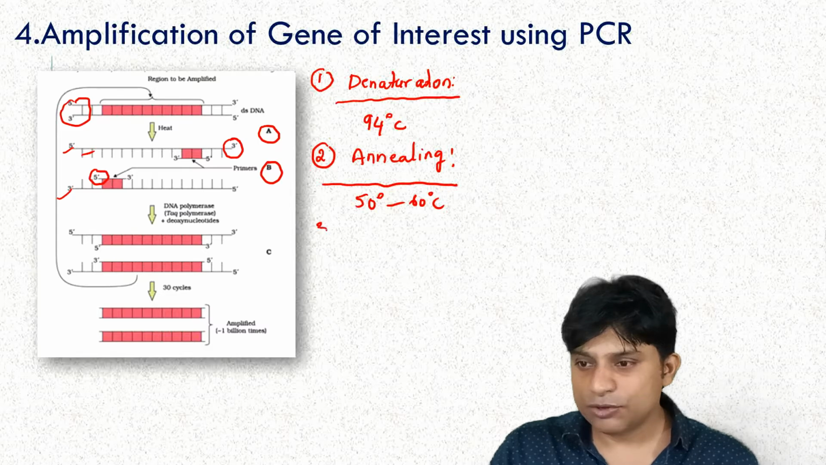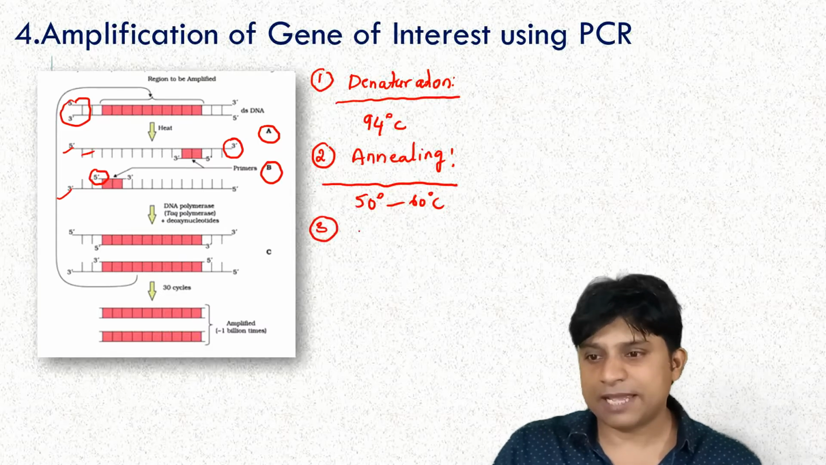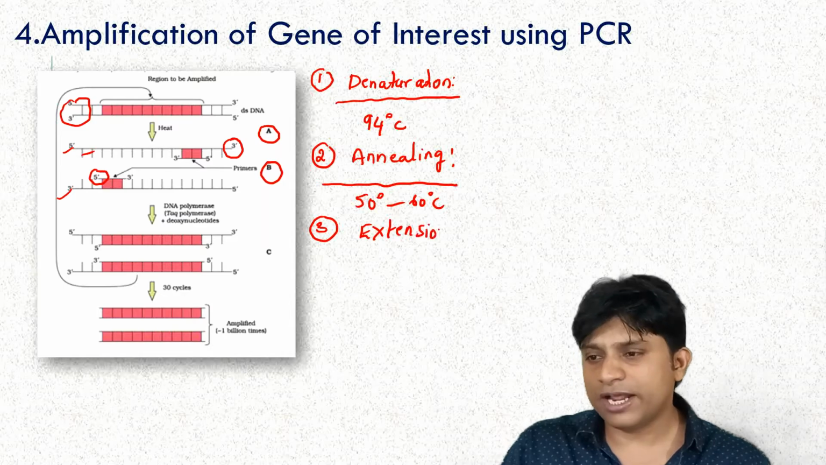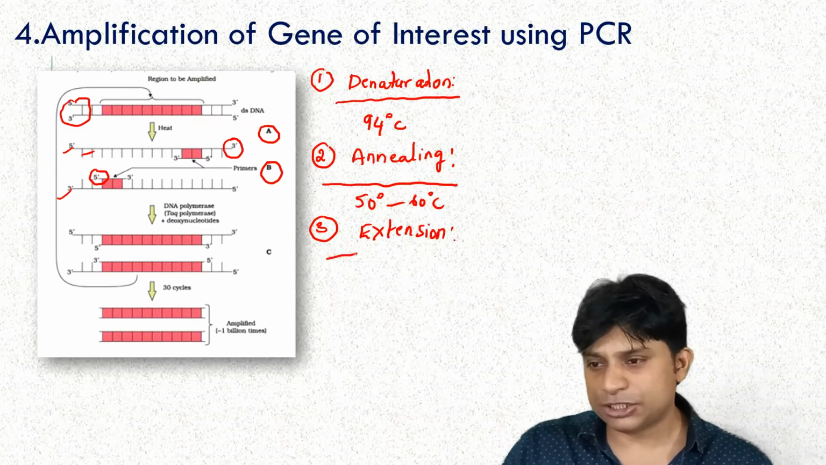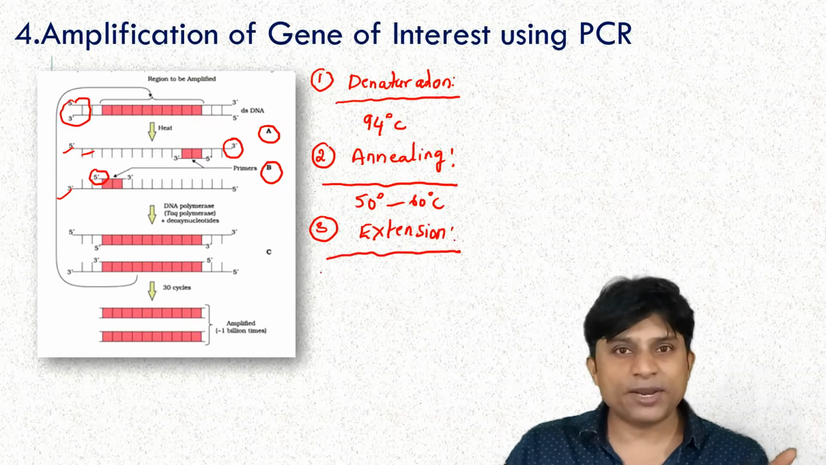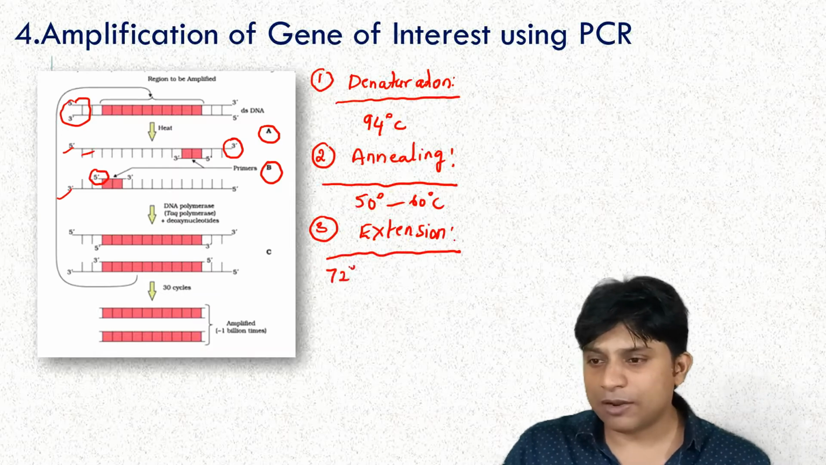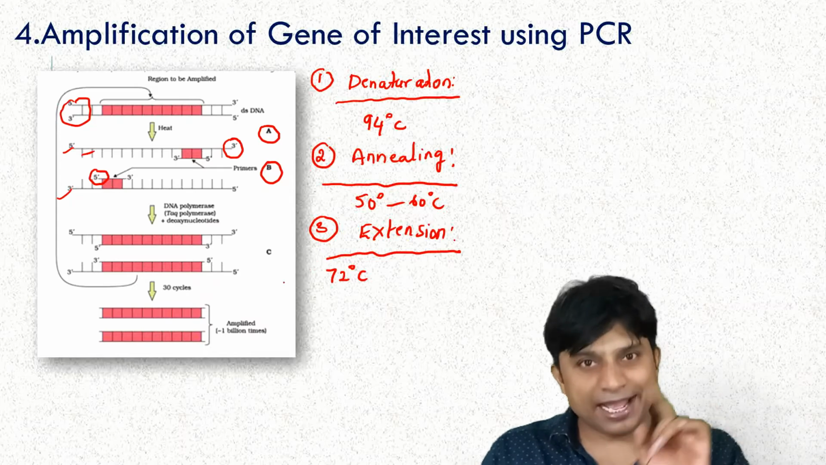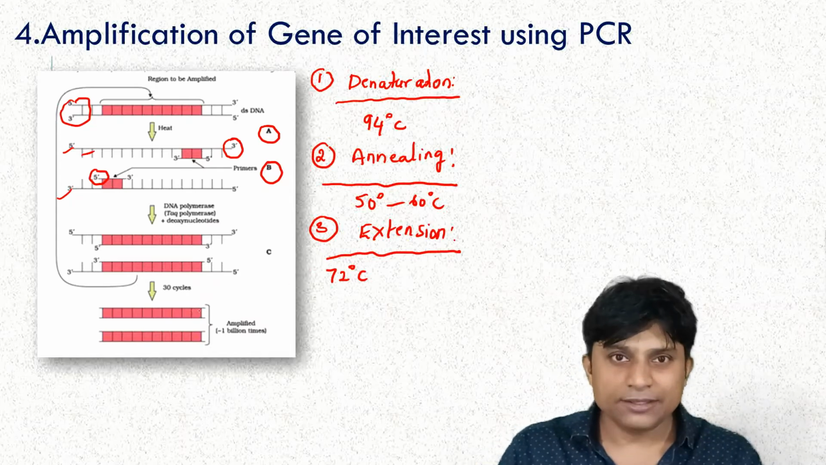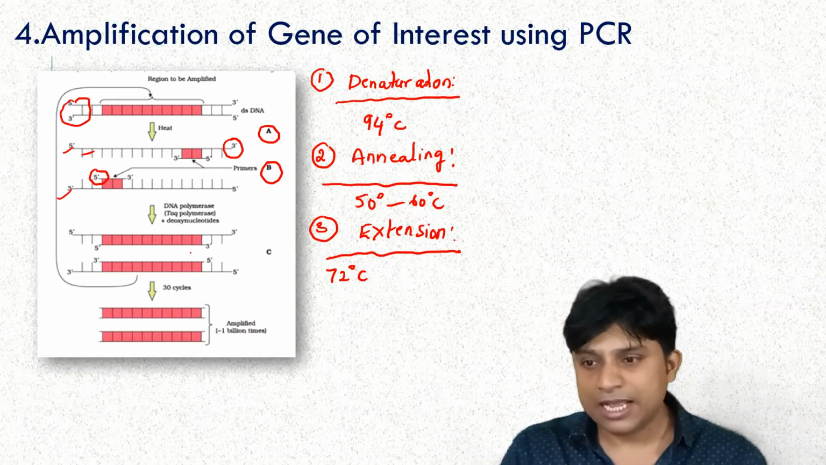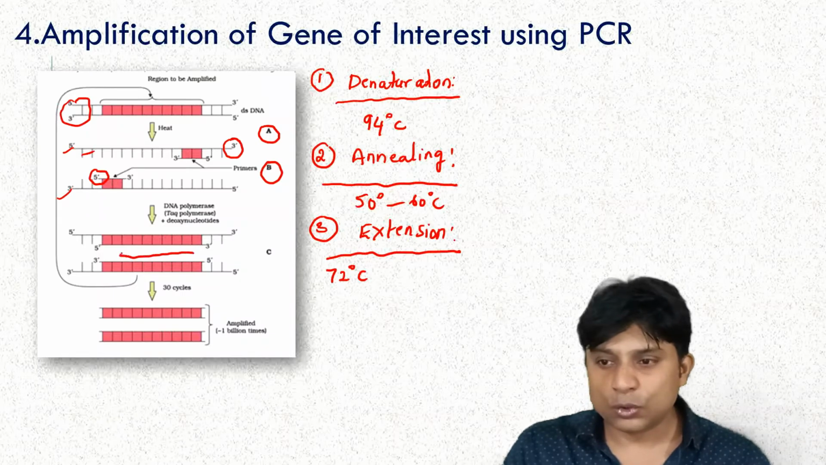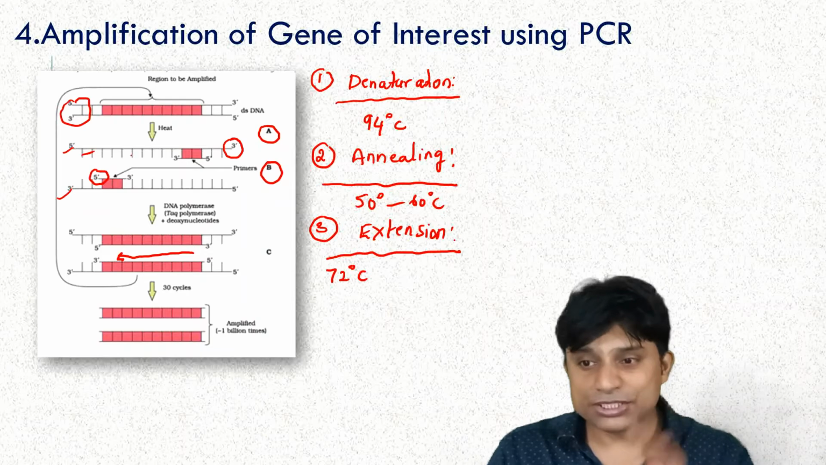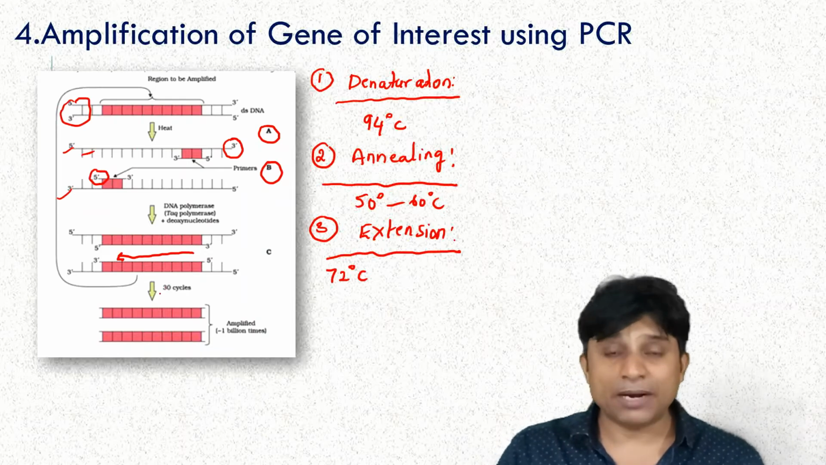Next, this is followed by the last step, which is called chain extension, or primer extension. Once again, the temperature is raised to around 72 degrees. At this temperature, the Taq polymerase keeps on adding nucleotides to the primer strand, and the primer strand grows towards the 5' end. So this is how the DNA strands can be multiplied.